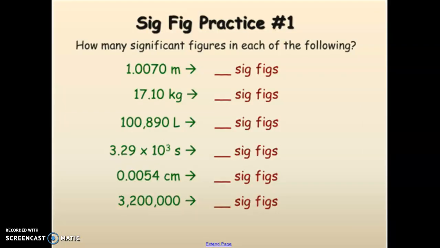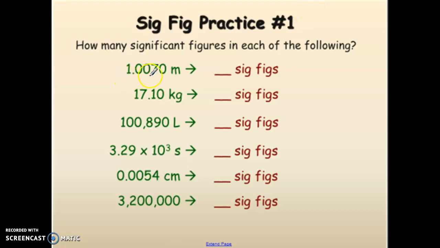All right, so taking into consideration all of those rules we just learned, I want you to try this out. So take a look at the number, and I want you to indicate how many significant figures or significant digits are in each of these. So you can pause the video and fill in your answers here.